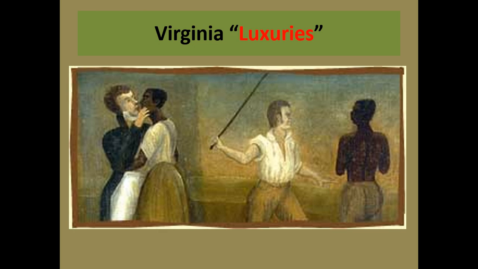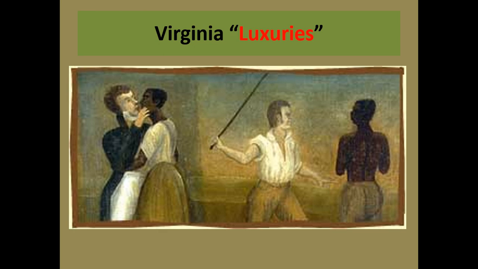So what's happening in this picture? Well, you see a white man and a black woman in an embrace. Another white man is about to beat a black man with his cane. So what is this suggestion here? Well, what do they mean by luxuries? This is kind of the way it was for these white men on these large plantations. It could be a Friday or Saturday night, the work week's over.